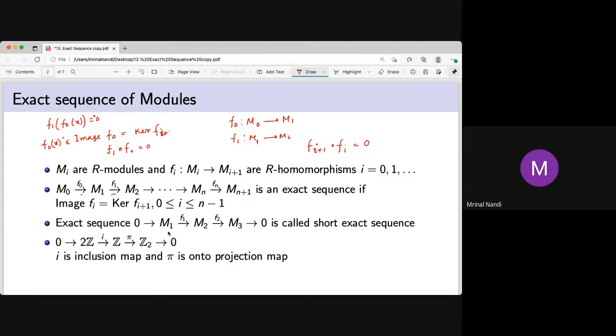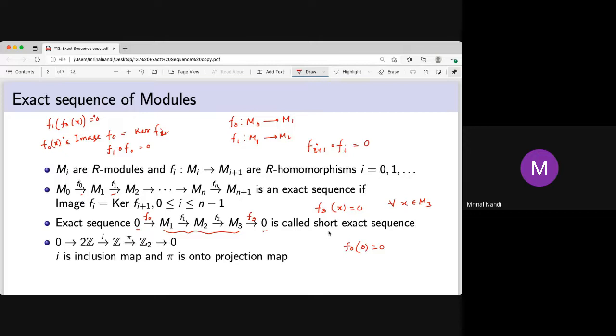Now, if it is 3 modules, starting with a 0 module and ending with a 0 module, with 3 R modules in between, then this is called a short exact sequence. So the first one is f0 and this is f3. What is f3? f3 of x is 0 for all x. And what is f0? f0 of 0 is 0, there is only one element in the domain. So that's why f0 and f3 are not written here. The only important parts are f1 and f2.